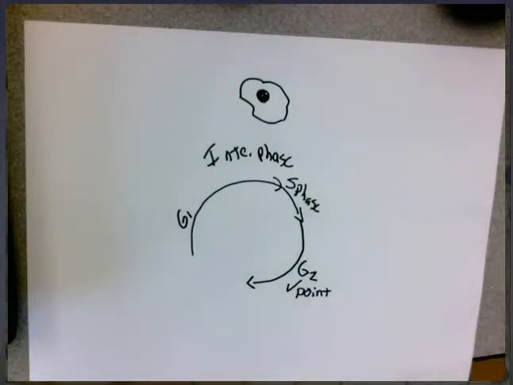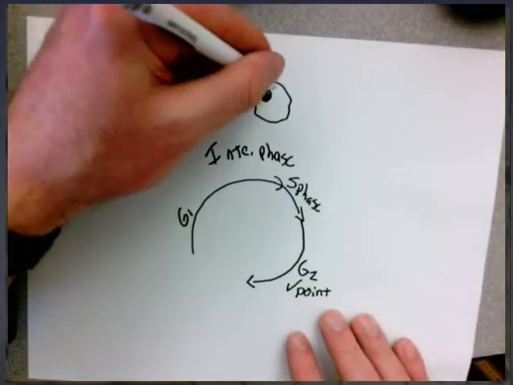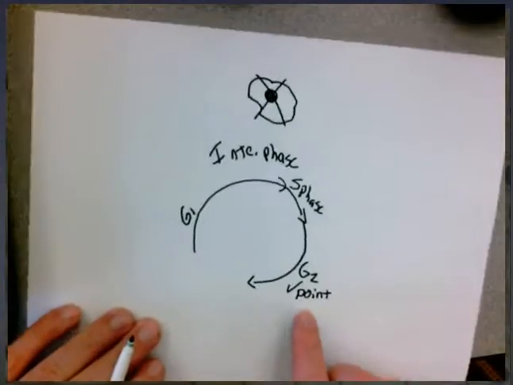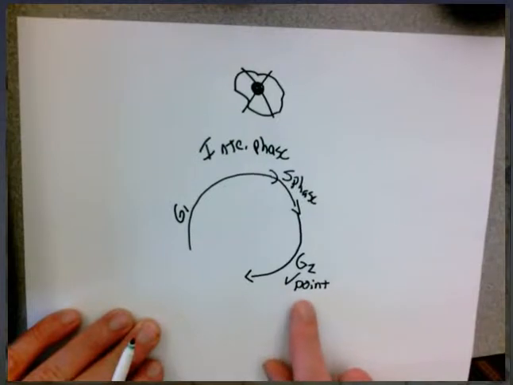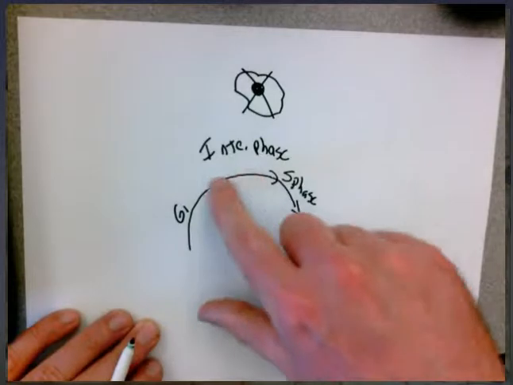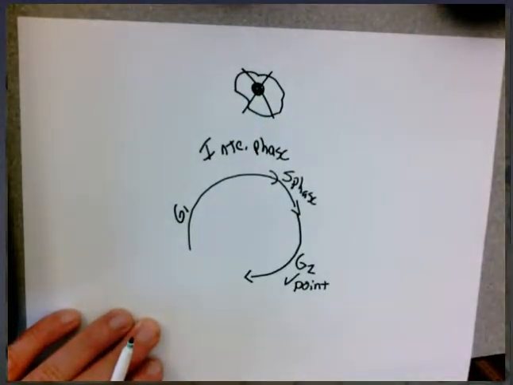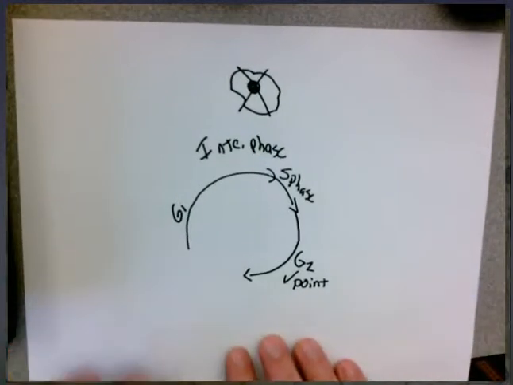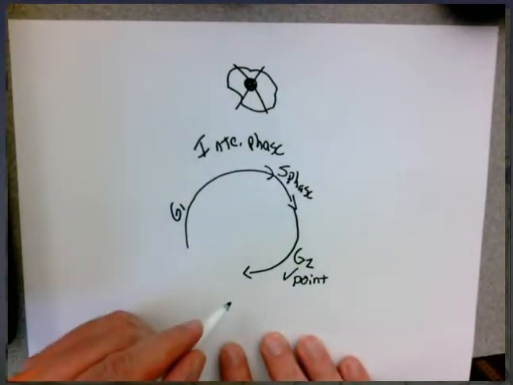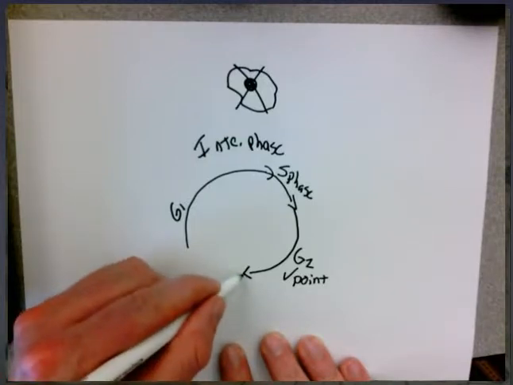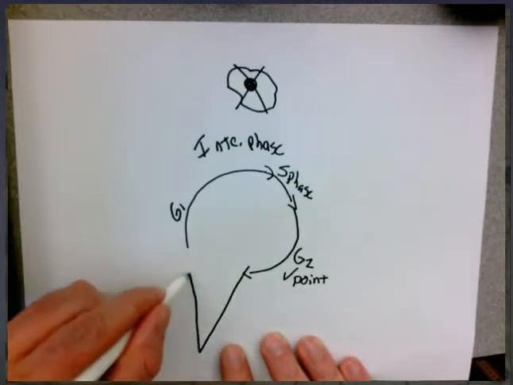If the cell's not ready to go through division, if there's something wrong within the cell, it will actually self-destruct. So you'll go through cellular death if something's wrong at this G2 checkpoint stage. For whatever reason, a cancer cell can beat this G2 stage even though there's clearly something wrong within the cell, which we'll talk about a little bit later. So the G2 stage is basically a checkpoint stage to make sure that everything's ready for division.